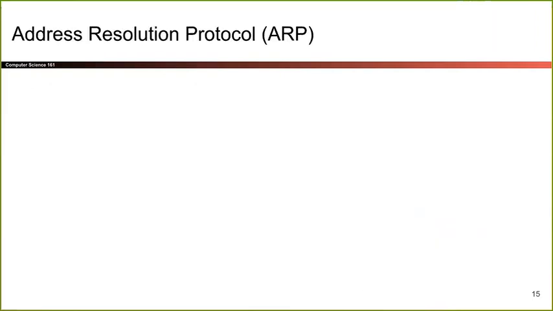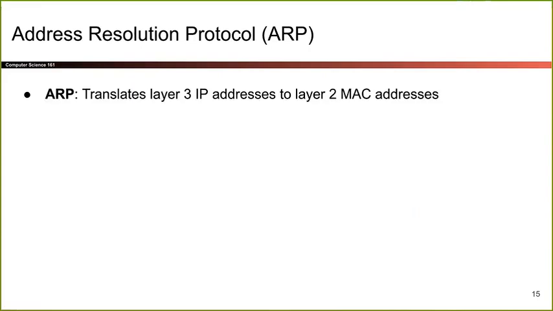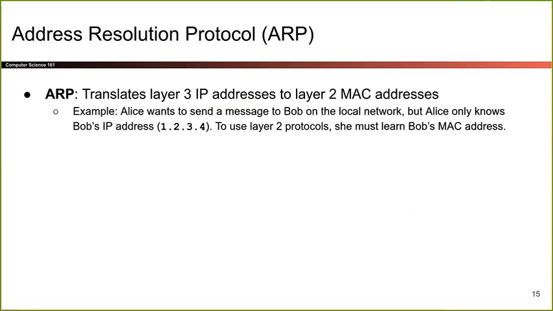Now, there are 2 different addressing systems. And you might notice a natural thing to want is a way to translate between those 2. So that's what Address Resolution Protocol, or ARP, is for. Basically, it translates layer 3 IP addresses into layer 2 MAC addresses. So maybe Alice wants to send a message to Bob, but Alice only knows Bob's IP address. But because we're on the local network, we want to use MAC addresses, or maybe I want to use a layer 2 protocol. So I have to figure out if the IP address is this, what's the corresponding MAC address? And that's what ARP is going to do for us.